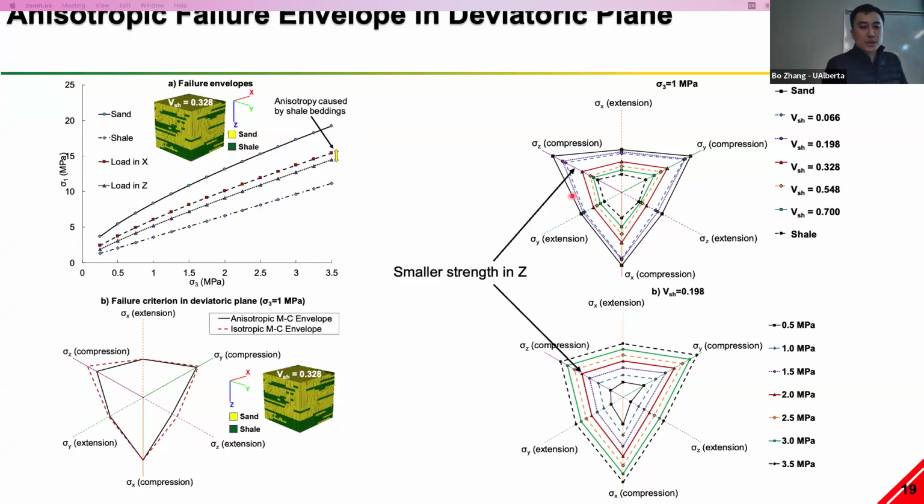And by using the plastic upscaling technique, it is possible for us to plot the isotropic failure envelope in the deviatoric plane for cases with different volume fractions of shale, as it shows here. And we can see that because it's horizontal shale beddings here, we always see smaller strength in that direction. It is also possible for us to plot the failure envelope at different confining stress, as it shows here, okay?